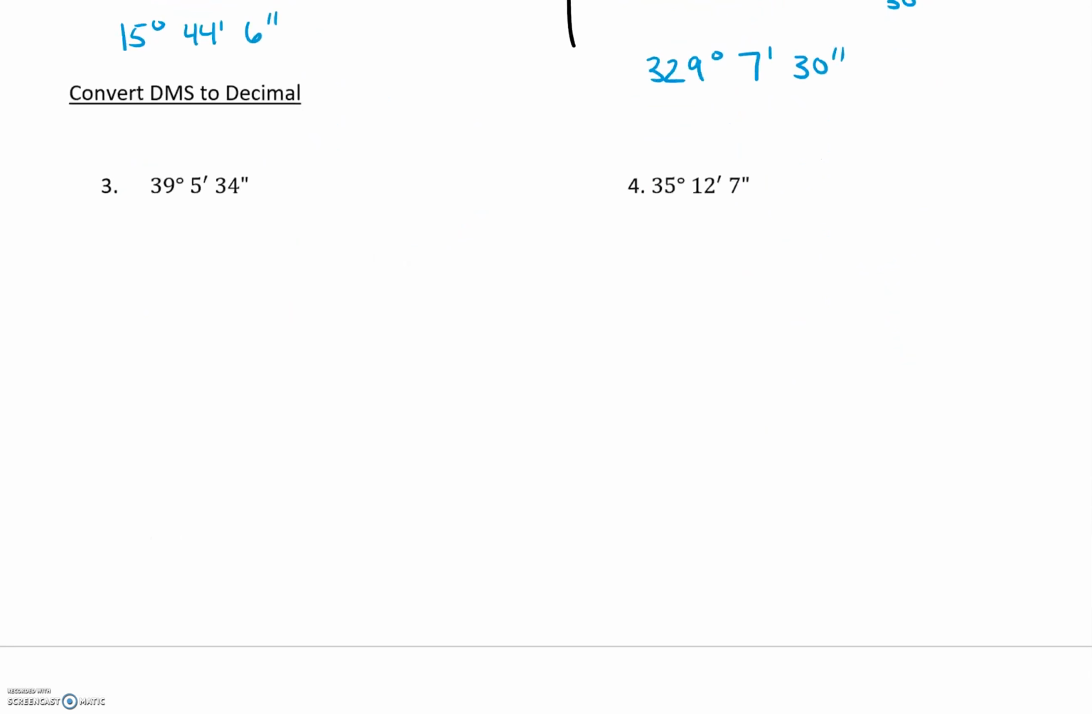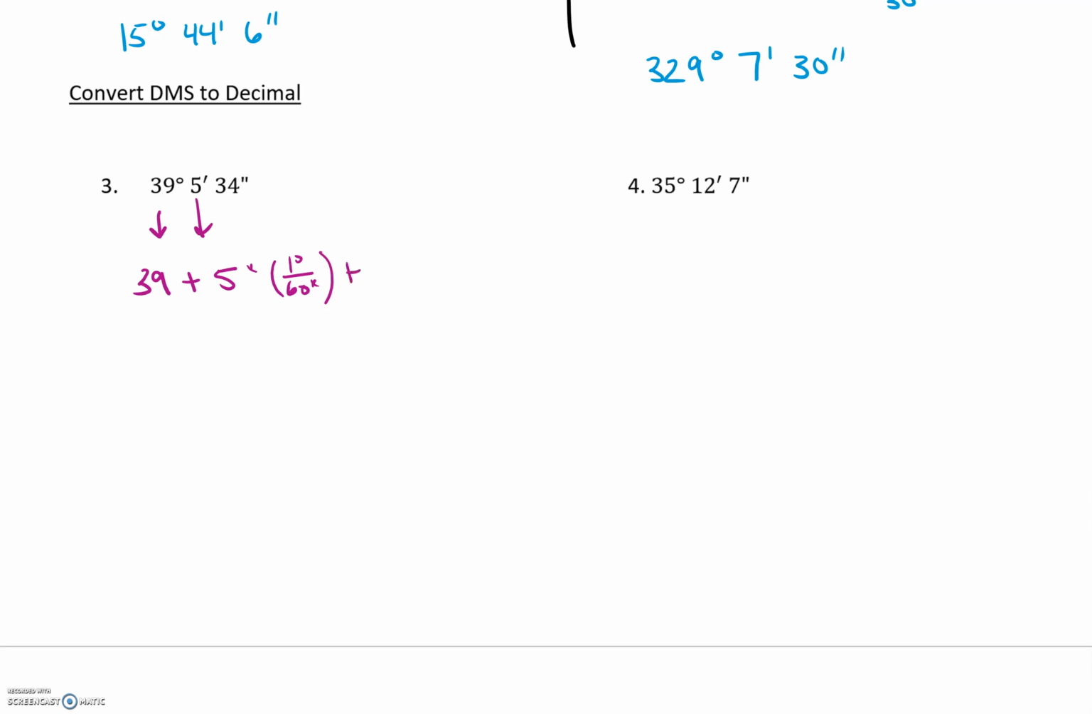Now, the last thing we're going to do is talk about how we convert DMS to decimal. So we're going the opposite direction. Well, the 39 is a whole number, so I'm just going to carry that 39 down, plus, now I have to convert this 5 minutes into a decimal. Because for every degree, there's 60 minutes, we're going to multiply by 1 over 60. So that way, see how my minutes cancel.